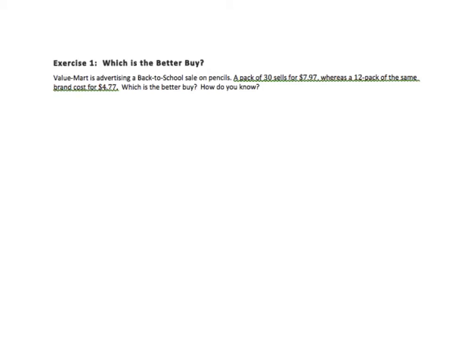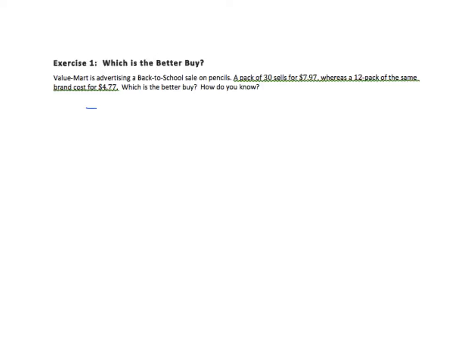There's a couple different ways to go about this problem. The reason we can't just stop here and look at these two numbers and say, oh, this one is the better buy because it is less money, is because you're also getting less pencils. So we need to put them in equal amounts. We need to say, okay, 30 pencils and 12 pencils aren't the same, so we need to get the same number of pencils. So let's first look at what we know.